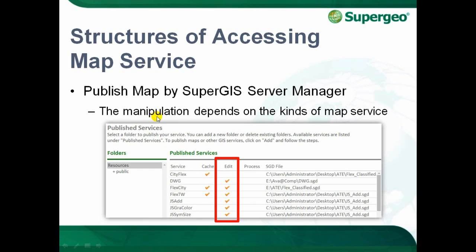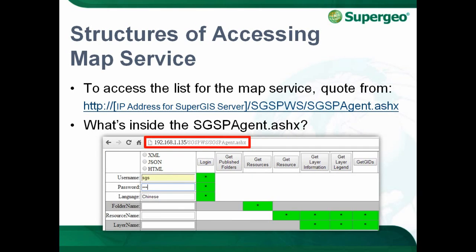So the manipulation depends on the kind of map service. Before you access the map service, you need to pay attention to the type of the map service. This is important before we develop our Android apps. And then the second thing is I'm going to introduce the structure of accessing the map service.